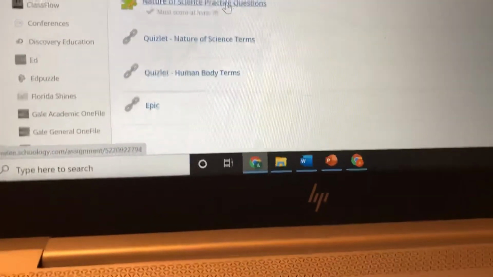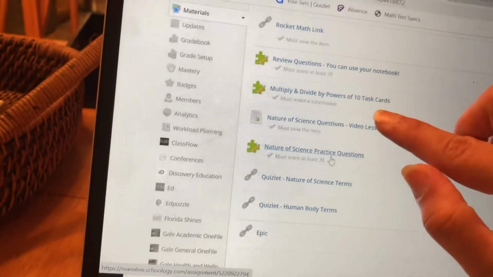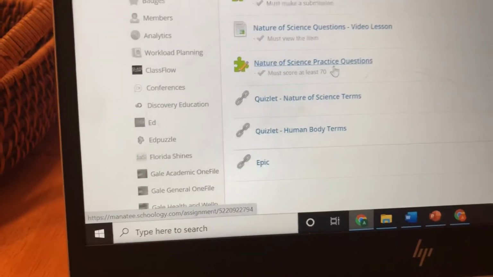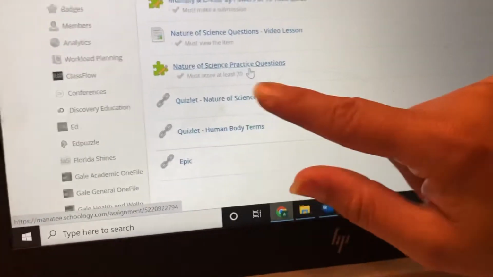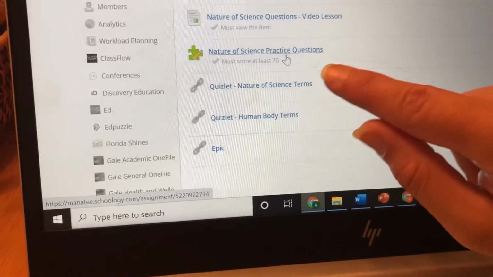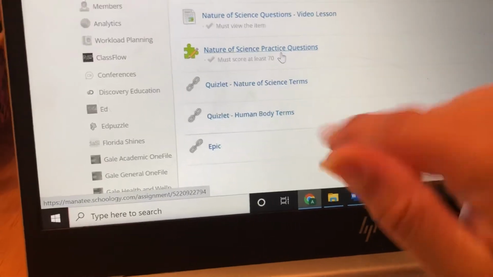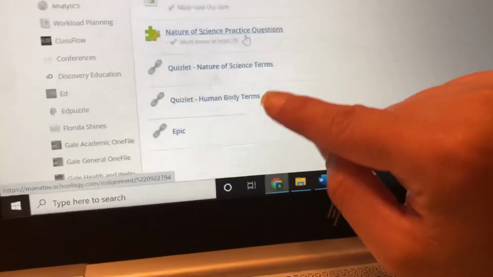From there, this stuff here from Rocket Math, review questions, the task cards, the video lesson, the questions, that's probably going to take you most of the time. So from there, I'm going to give you options. I don't have any requirements for these. If you would like to look at the Nature of Science terms, go for it. If you're like, I cannot look at those words anymore, fine.